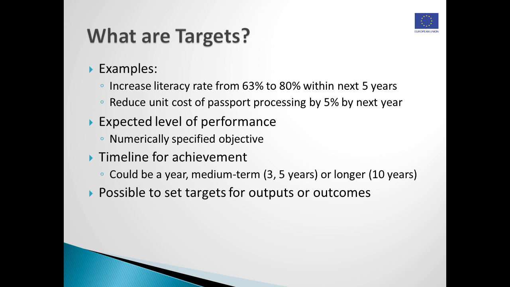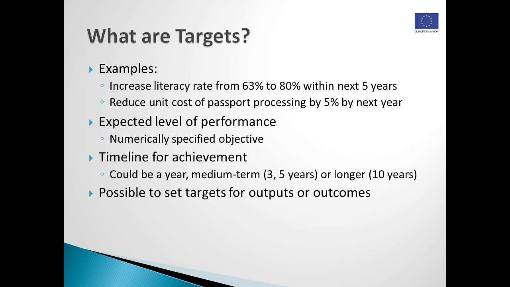Suppose the Ministry of Foreign Affairs said that within the next year, its aim was to reduce the unit cost of issuing a passport by 5%. Again, it would be setting a target. So, a target has two characteristics. The first is that it sets an explicit aim for the level of performance to be attained, a numerically specified objective. In the case of the literacy rate target, it is to achieve a rate of 80%. In the case of the passport processing cost target, it is a reduction in cost of 5%.